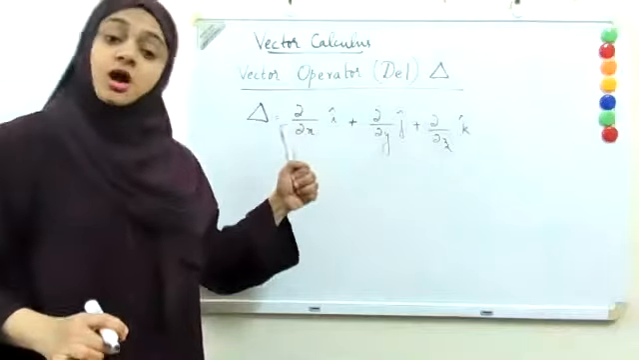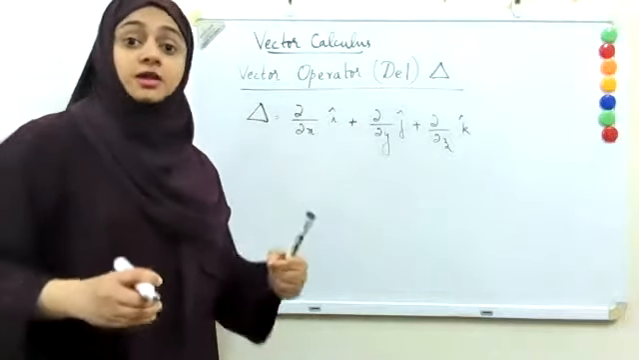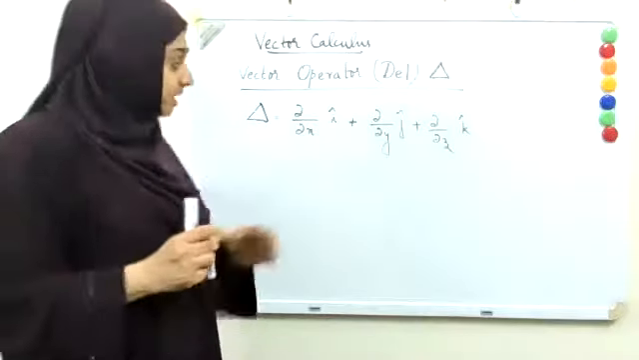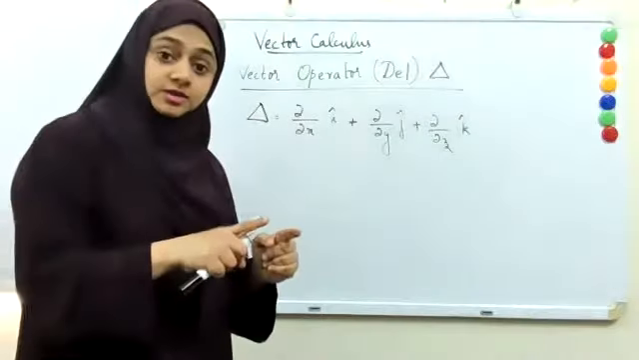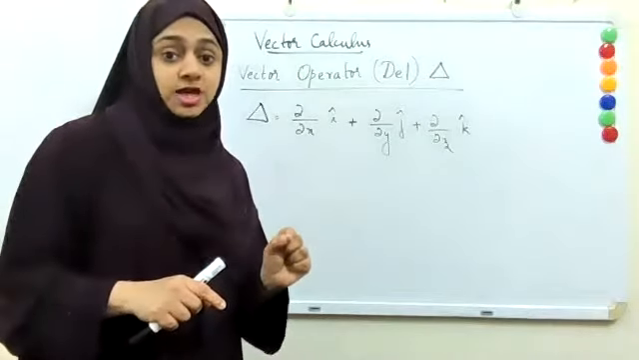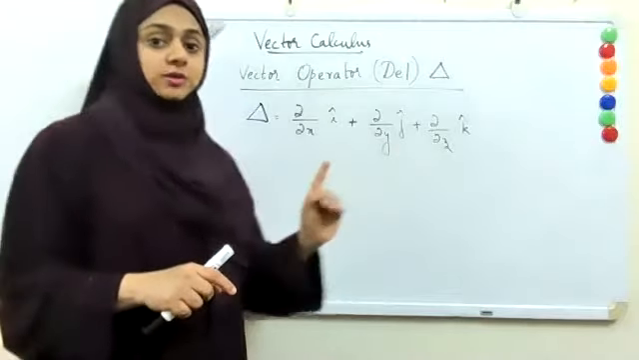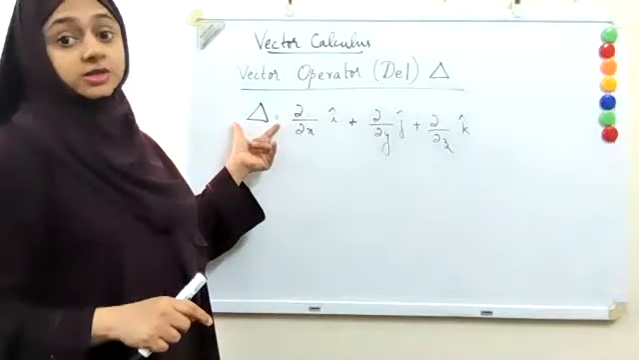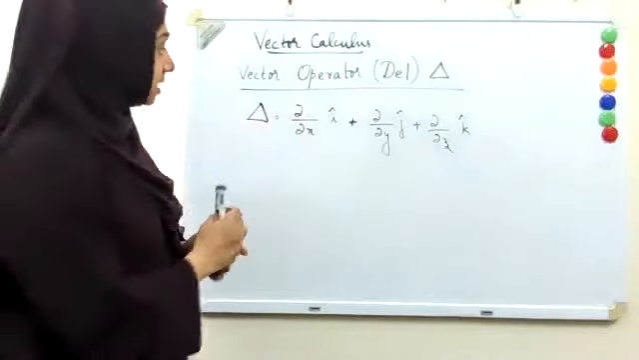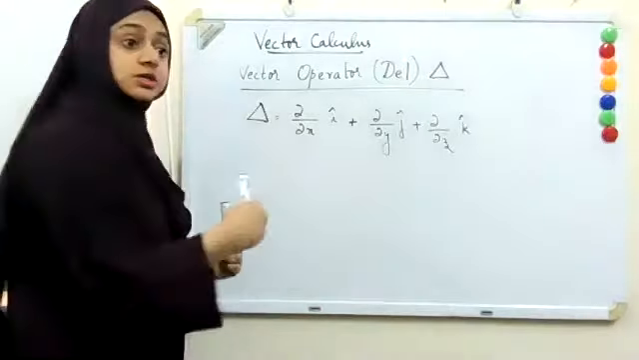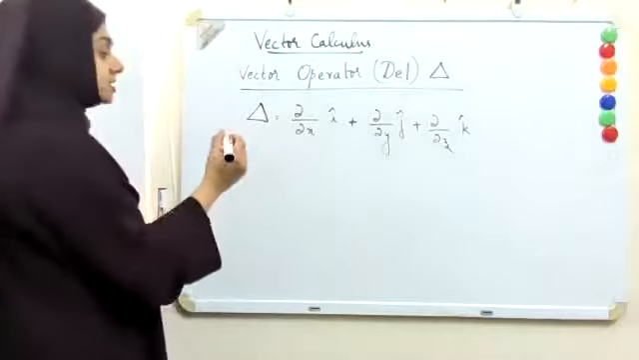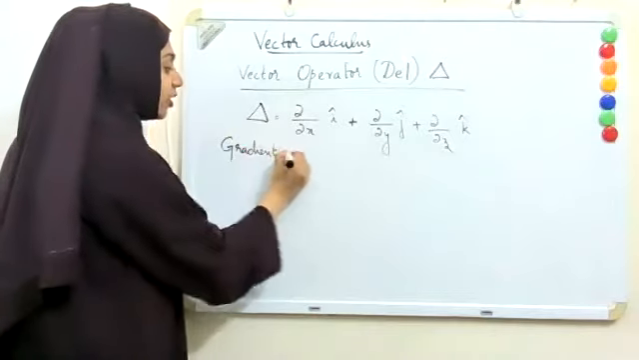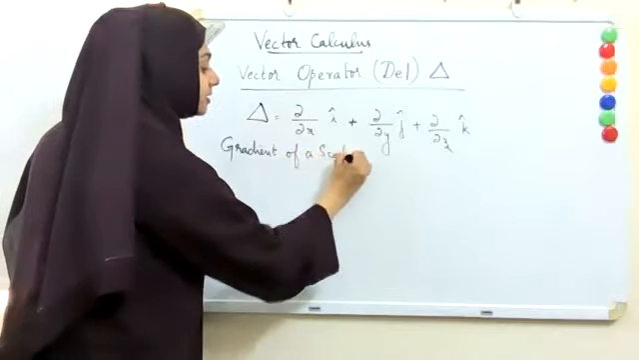Now let us see how this del vector operator can operate on a scalar quantity. Then we will see how we can operate this vector operator on a vector quantity in two ways. We can take both the dot product and cross product. First of all, let us see how this vector operator can function on a scalar quantity. When a vector operator functions on a scalar quantity, we call it gradient. Gradient of a scalar.